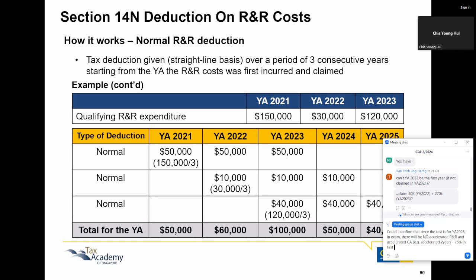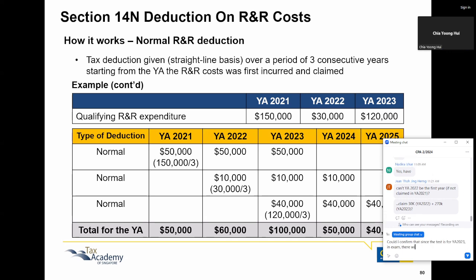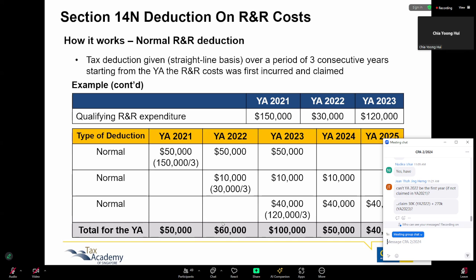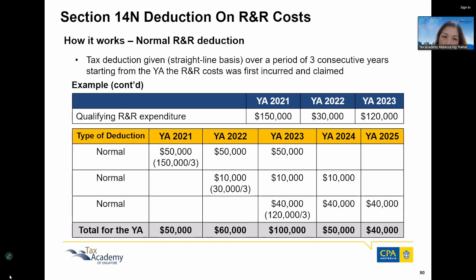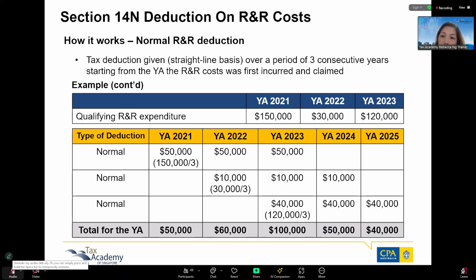Hi, Rebecca. Yes. For clarity, your qualifying R&R for year 2023 is 120,000. So assuming that my expenditure is 300,000, the balance of 180,000 I cannot claim at all. Renovation and refurbishment expenditure, usually accountants will put it in the balance sheet. So the 180,000 cannot be claimed.